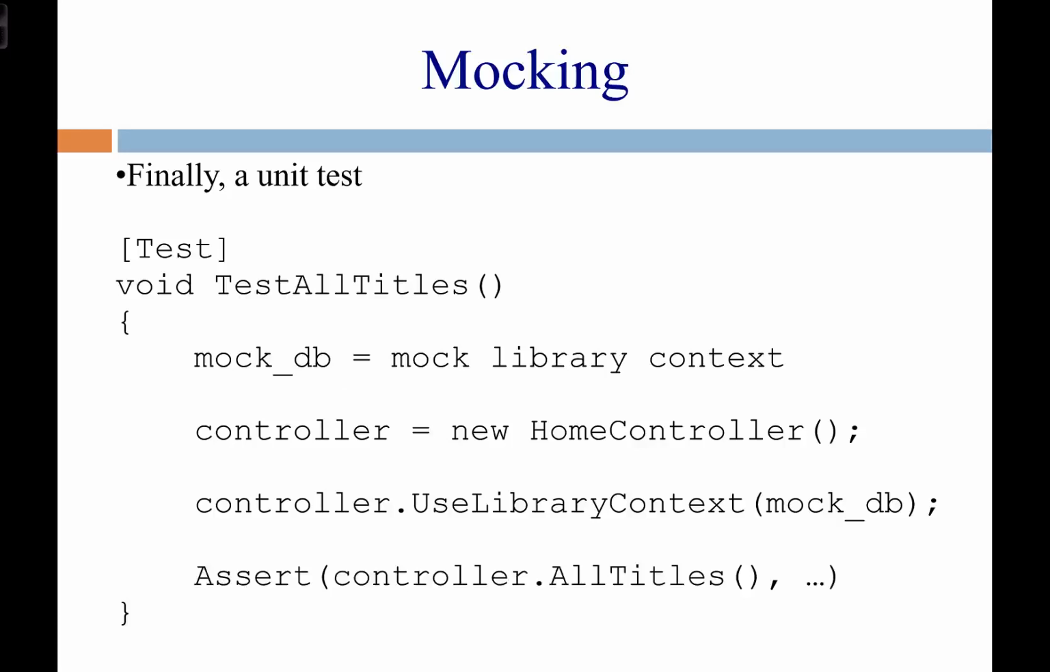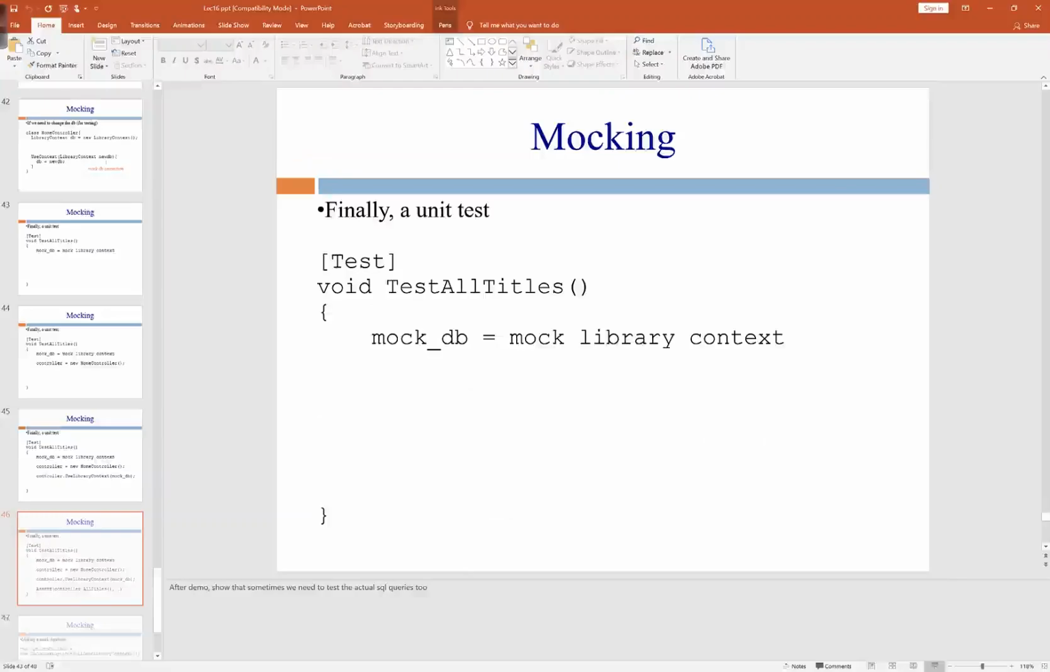So the key here is this call is going to cause every method in the controller to use a different link connector so that it won't actually try to contact the real server. So let's go ahead and update our unit test to do that.